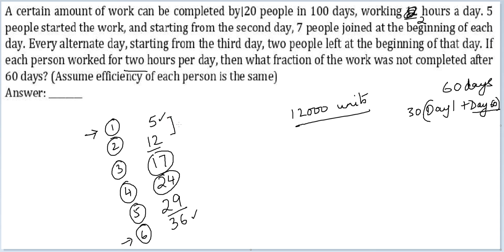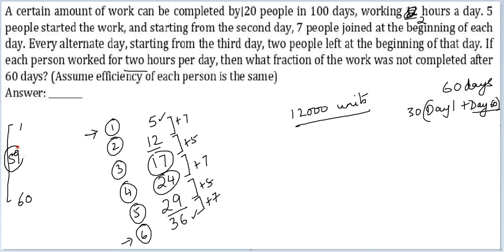Now for every day, can you see plus 7, plus 5, plus 7, plus 5, plus 7. So for every day, what is happening is you're increasing it by 7 first, then by 5, then by 7, then by 5. In order to reach from day 1 to day 60, you would need 59 changes. Of these 59, 30 changes would be of 7 and 29 changes would be of 5.